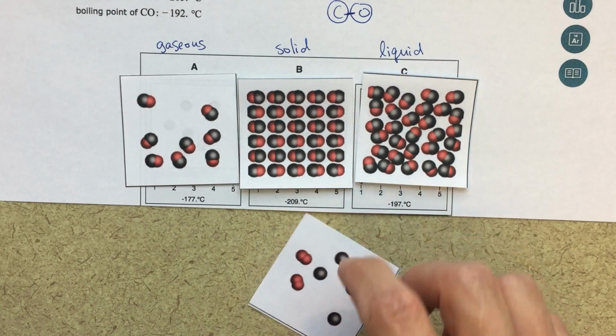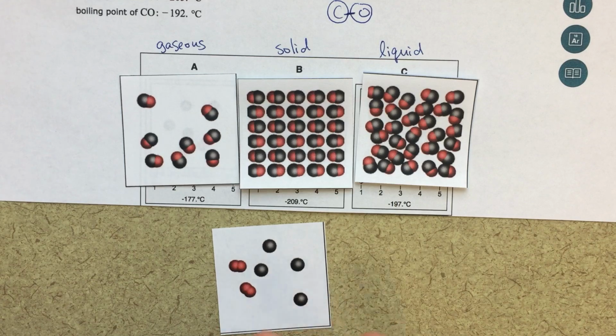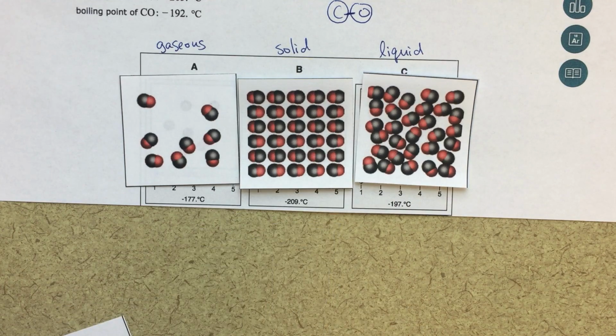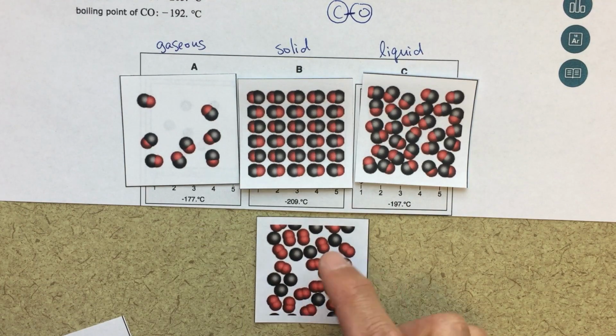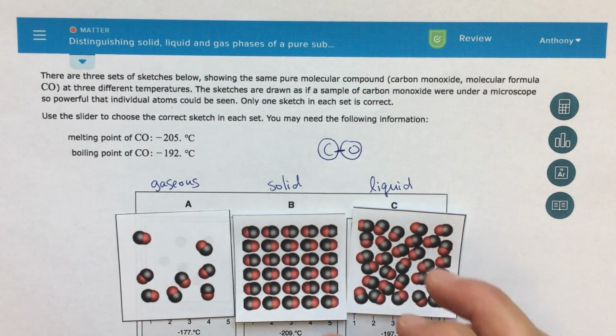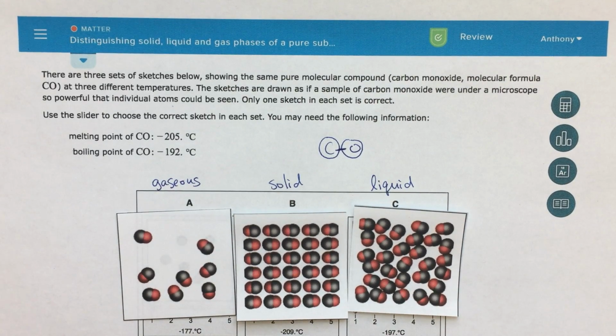Now, some of these other ones, like this one for instance, does show a gas, right? This looks like a gas, but it's not a gas of CO. That's why this one is going to be ruled out. Same with this one. This looks more like a liquid to me. But again, I've got O2 and single carbon atoms, so it's not CO. So we have to make sure that we're paying attention to the actual chemical molecular compound that we're talking about for this problem. All right, hope that helps.